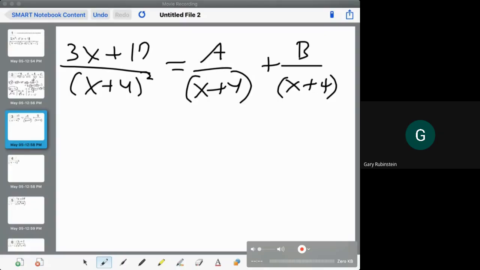That's right. DTS says a plus b over x plus 4, because the common denominator is not x plus 4 squared. It's just x plus 4. So it seems problematic here.